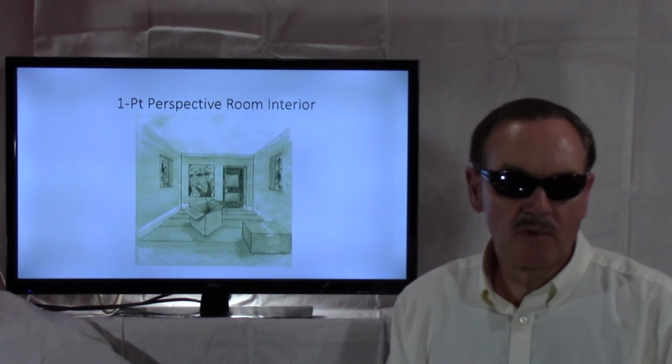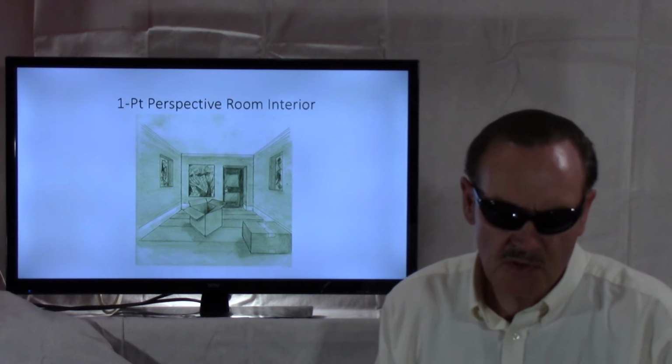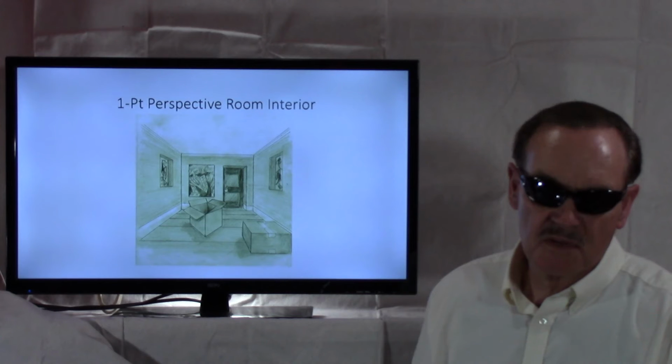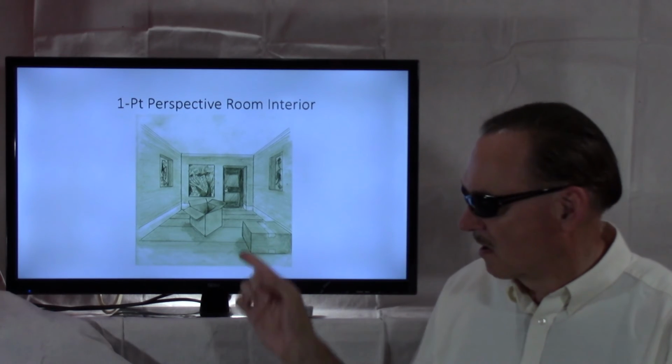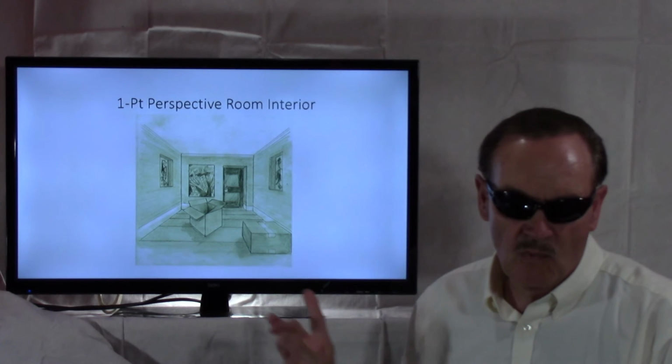That's a 1-point room interior with a 2-point box, a 3-point perspective poster on the wall, and a 1-point perspective box that's closed, all in one room. So we've used all the things we've learned, excluding curved lines, in one lesson.